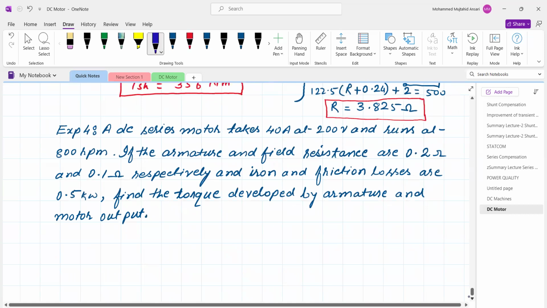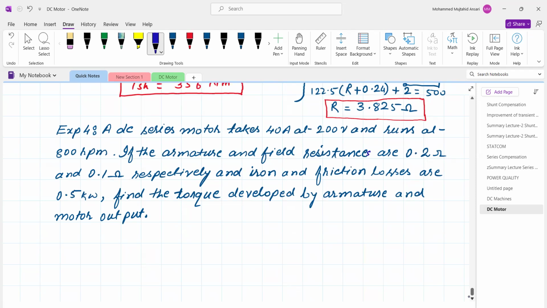Here the motor is a DC series motor, which takes a current of 40 ampere at 200 volt and runs at 800 RPM. If the armature and field resistances are 0.2 ohm and 0.1 ohm respectively, and iron and frictional losses are 0.5 kilowatt, find the torque developed by the armature and the motor output.